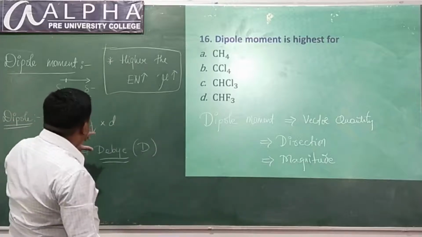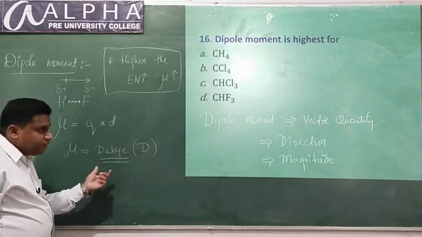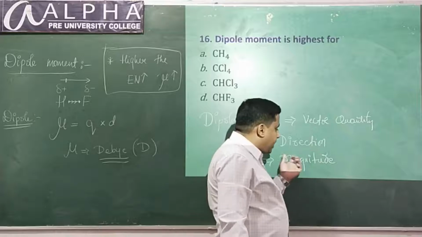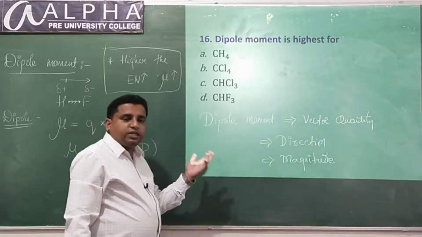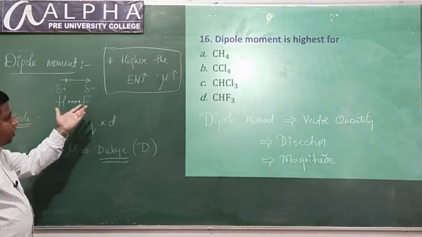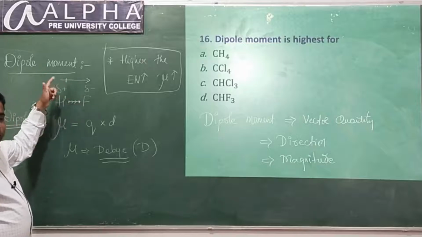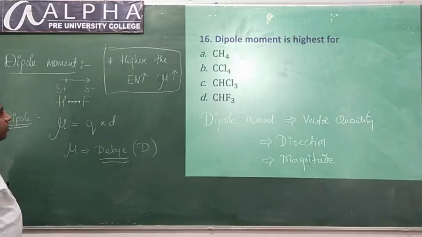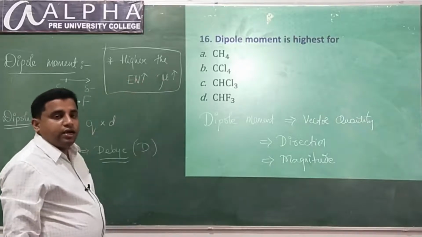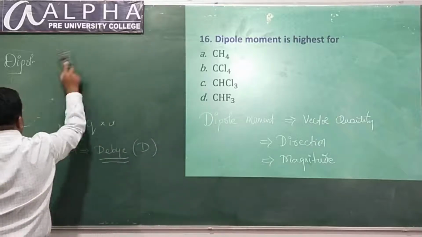Mu is q into d, and the unit of mu is Debye. Dipole moment is a vector quantity. It has both direction as well as magnitude. Dipole moment is always directed towards a more electronegative atom, and we represent it with an arrow mark with a tail at its end. Higher the electronegativity, more is the dipole moment. Now let us solve this question with these concepts.